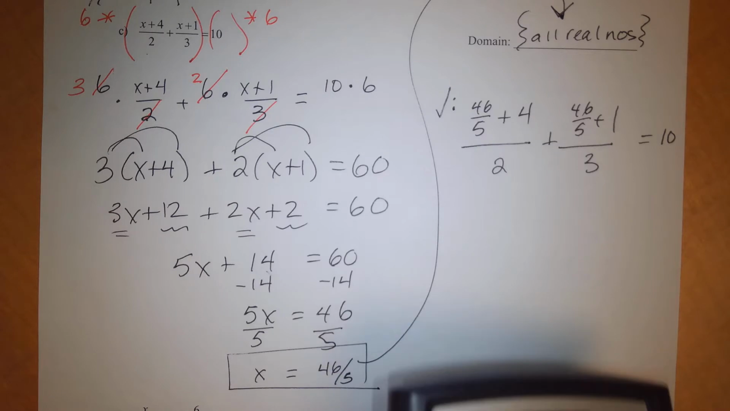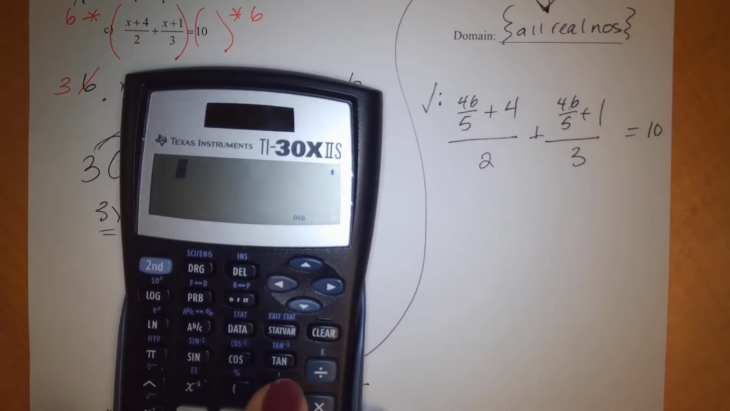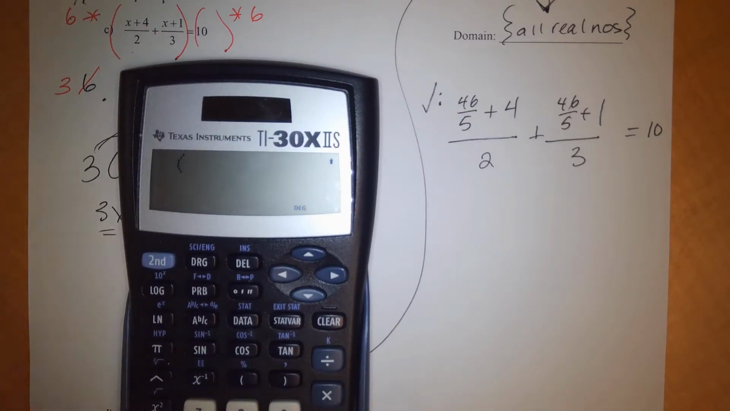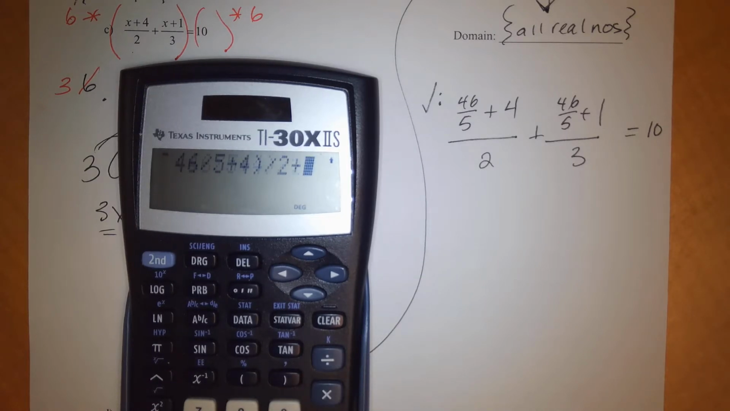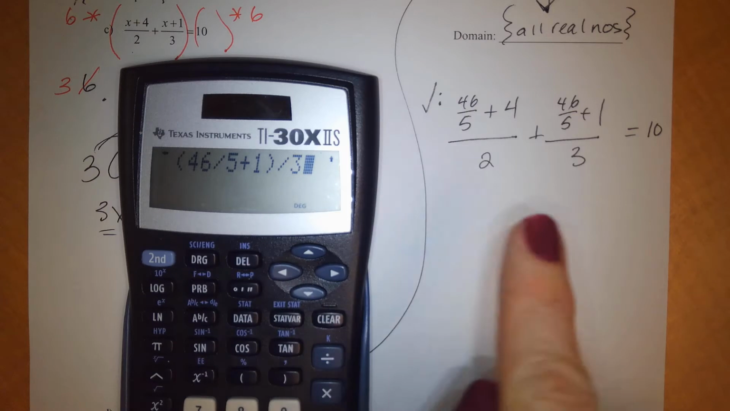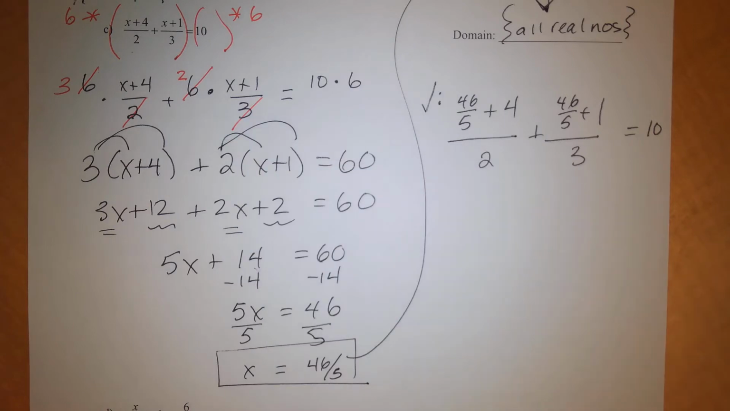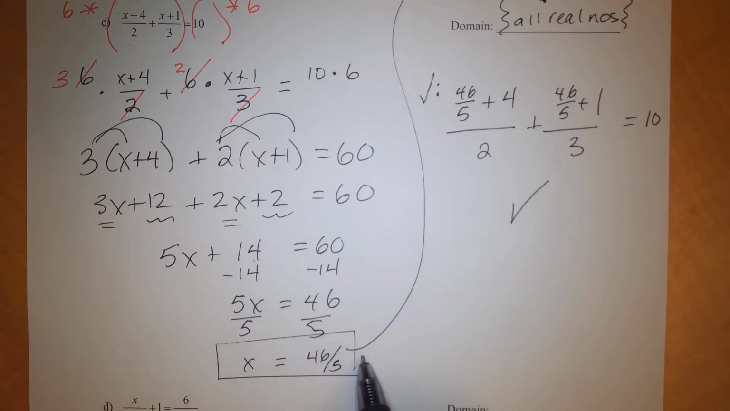Okay, so in my calculator, let me put this equation in here. I'm going to need some parentheses. So we've got 46 fifths plus 4, that's my numerator, divided by 2. Then we're going to add to that 46 fifths plus 1 divided by 3. And the hopes are when I hit equals that I'm going to get 10 as my answer. So it does check. So make sure you're always checking your answers so you know for sure that this is correct.